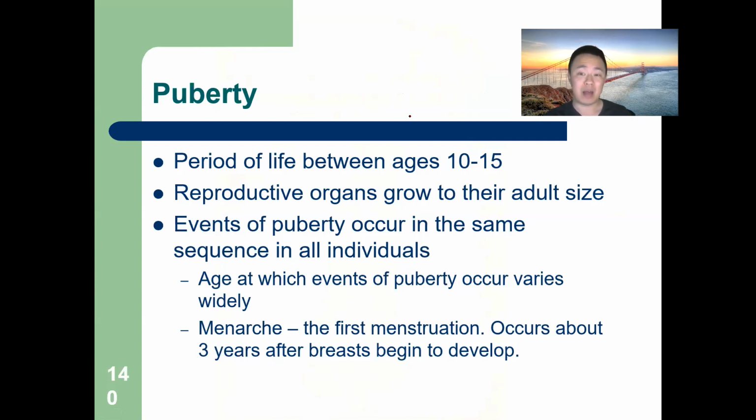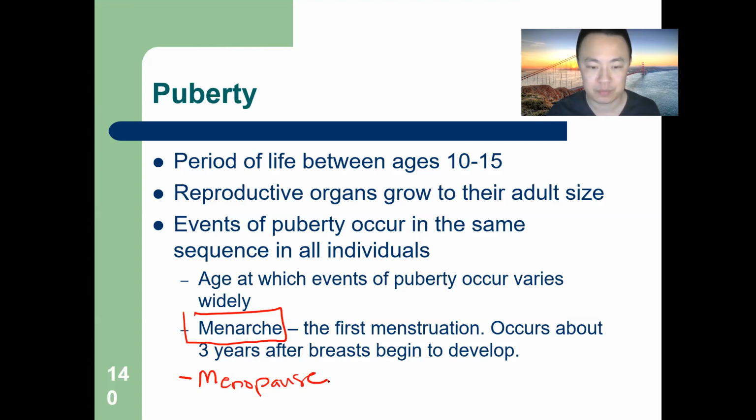Now, when a female has her first menstruation cycle, that's called menarche. Okay, the last one, what's the first one? Write this down in your notes in case I ask a question. What is the name of the first menstruation cycle? What's the name of the last menstruation cycle? The last one is called menopause. Okay, and menarche occurs about 3 years after the breast tissue begins to develop.